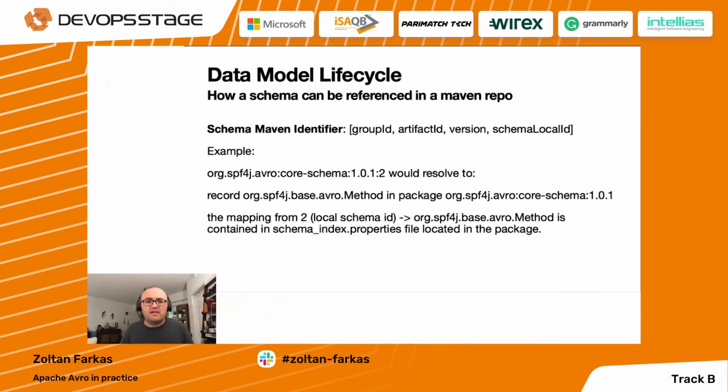In the example on this slide, org.spf4j.avro:core-schema:101:2 would uniquely identify a version of the method record. The mapping from 2 to the fully qualified name of the method type is contained in the schema index.properties file located in the package. The reason why we have this mapping is to shorten the identifier size. A 2 is obviously a lot shorter than the 10 plus characters that we use for the fully qualified names usually.